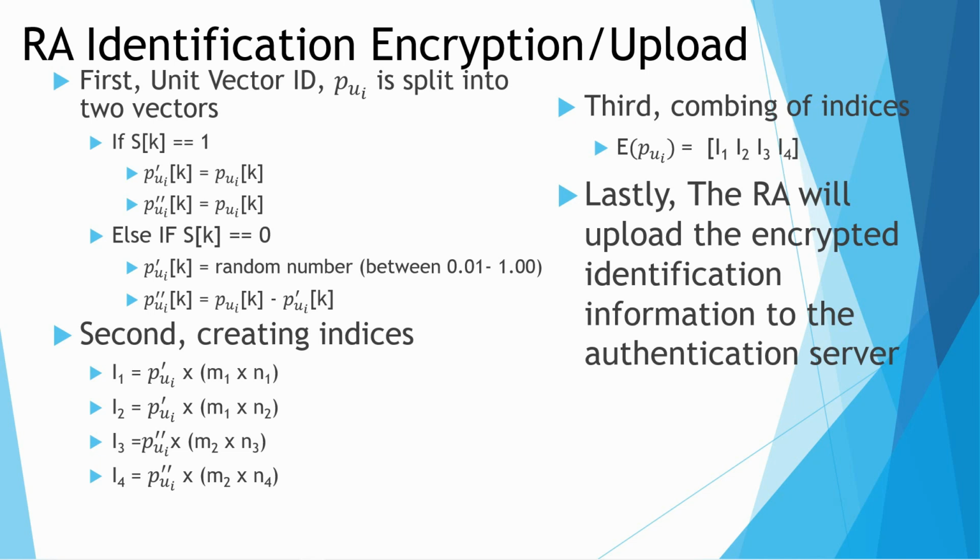After it is split, second, we create the indices. There are 4 indices that are created using the following formulas below. And then third, those 4 indices are combined into 1 index. And lastly, the RA will upload the encrypted identification information to the authentication server.